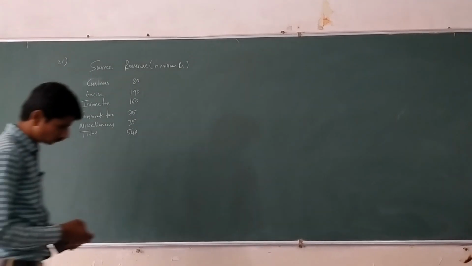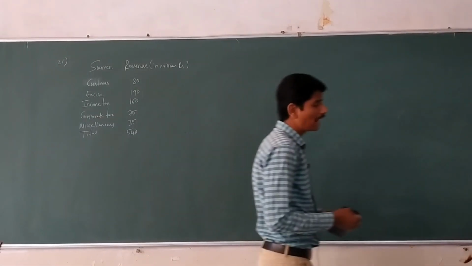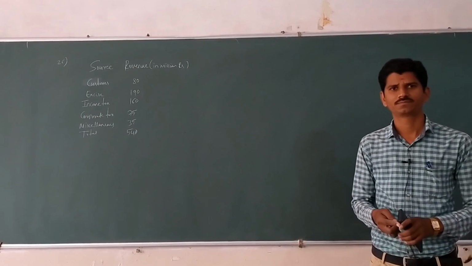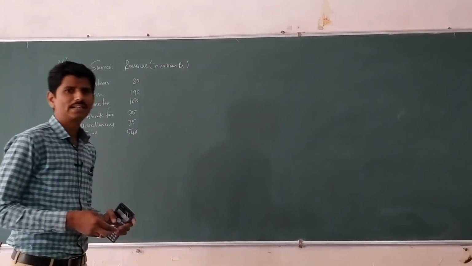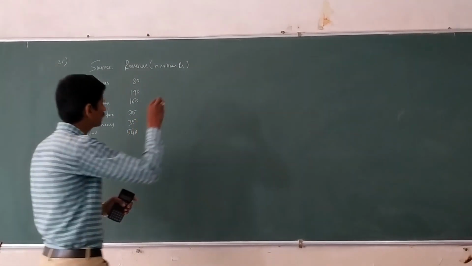Here you have to calculate angles. The total circle is 360 degrees. You have to find the angles.